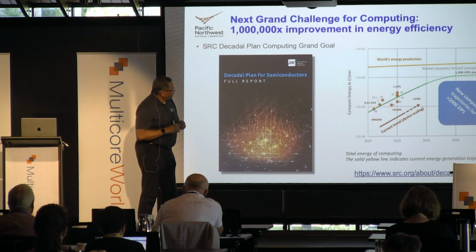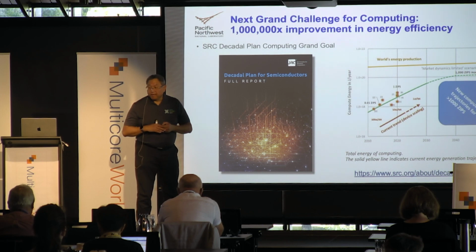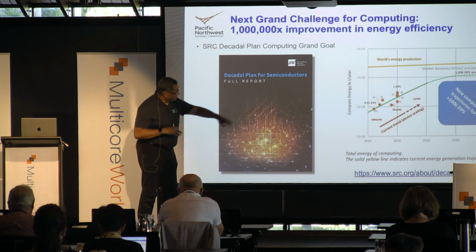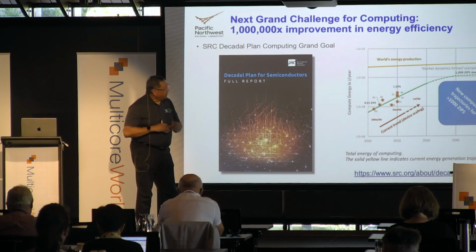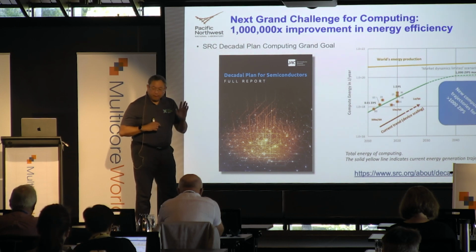Yellow curve, energy production of all types, and the green curve, the trends and the projection for compute energy and how it evolves over time. And the scale on the bottom is every 10 years from 2010 to 2050. And the point here is the amount of energy consumption and computing is getting much closer to the total energy production of the world.